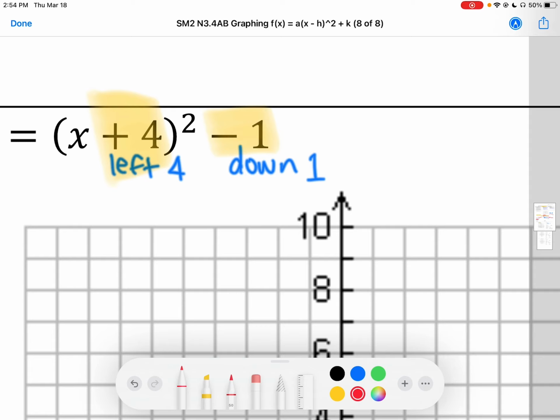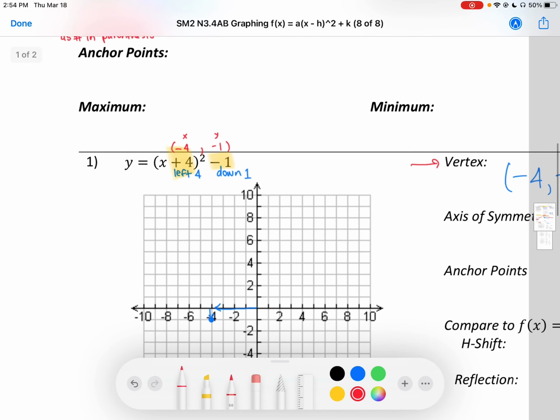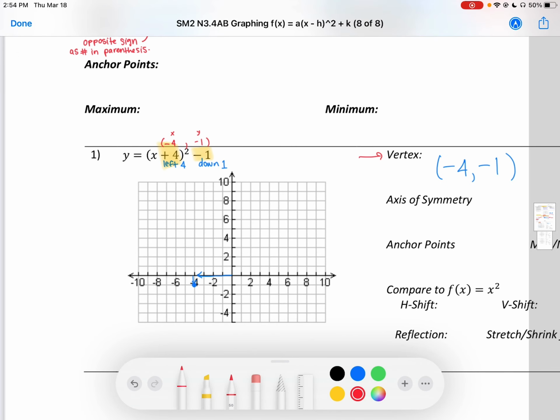Okay, so we can actually just look at this equation and we can know what it's going to be. Our vertex is going to be the opposite, our x value is the opposite of whatever this number is, and then we take this number. So there's our x, -4, because we moved left 4, and here's our y, -1, because we moved down 1. Okay, so the up and down, plus is up, minus is down, but the left and right, plus is left, minus is right.